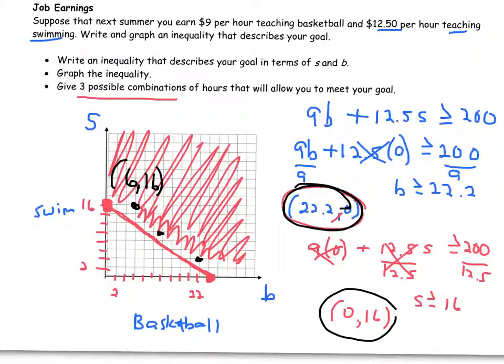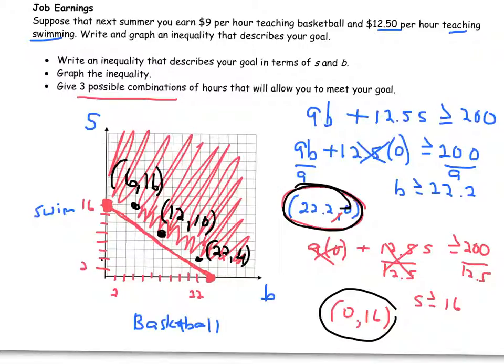Then I could do 2, 4, 6, 8, 10, 12. So this is 12 and then up to 2, 4, 6, 8, 10. So 12 hours teaching basketball and 10 hours teaching swimming. And then I can also do 22 hours teaching basketball and 4 hours teaching swimming. And those would be 3 different combinations of hours that would allow me to meet my goal of earning $200.